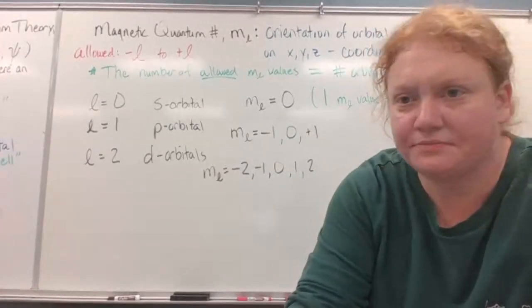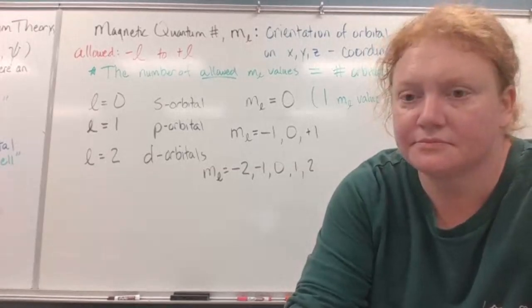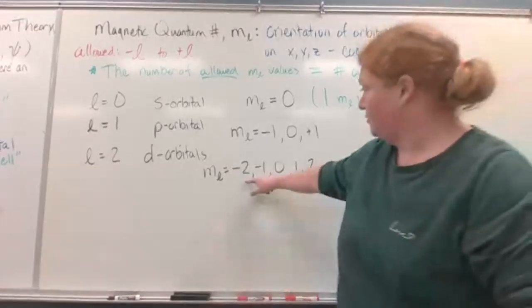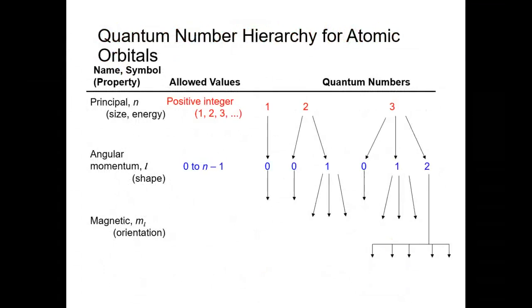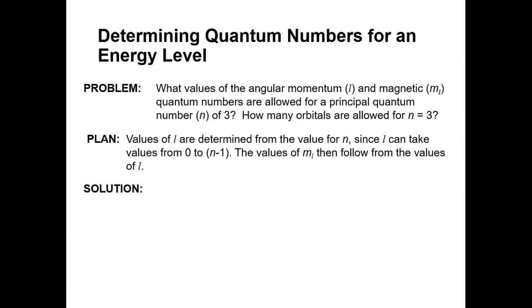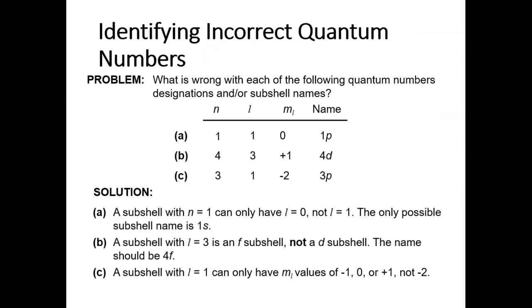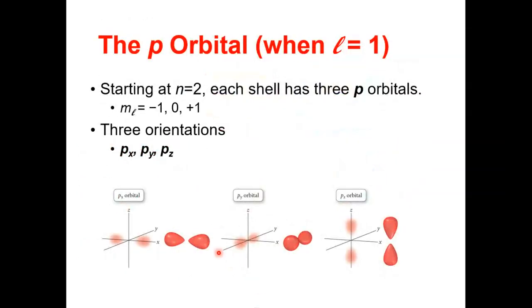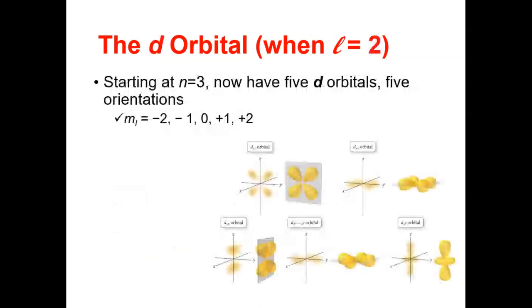Let's look at those d orbitals. Again, I said there are 5 of them, right? 1, 2, 3, 4, 5. We may come back and look at some of these. Again, I told you there's 3 orientations of the p orbitals: px, py, pz. It's not really important at this point that you label these individually as x, y, z, but you should know that the 3 are on the x, on the y, and on the z axes.